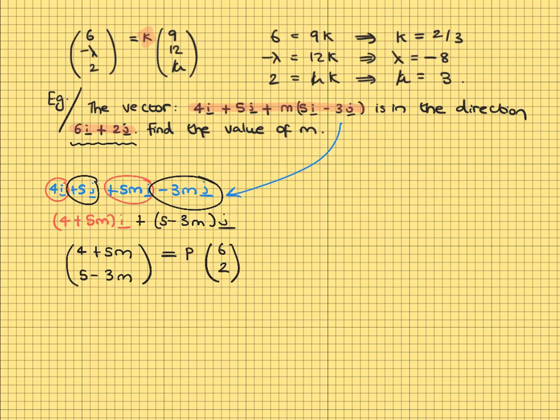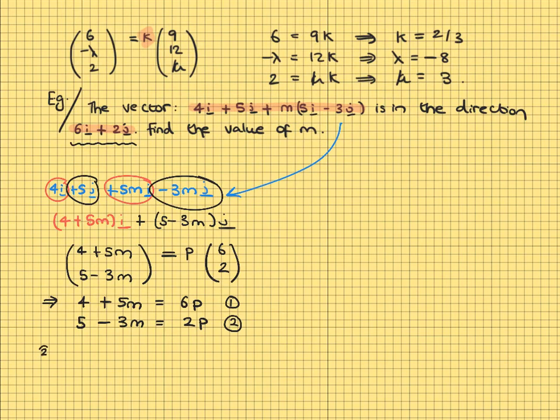Now this then allows us to think about the fact that if 2 vectors are equal to each other, their i components must be equal to each other and their j components must be equal to each other. So this allows me to say that 4 plus 5m is equal to 6p, and of course p here is just some kind of constant, some numerical value that we'll end up finding out. 5 minus 3m is equal to 2p, and I have a pair of simultaneous equations. So I'll call this equation 1 and I'll call this equation 2.